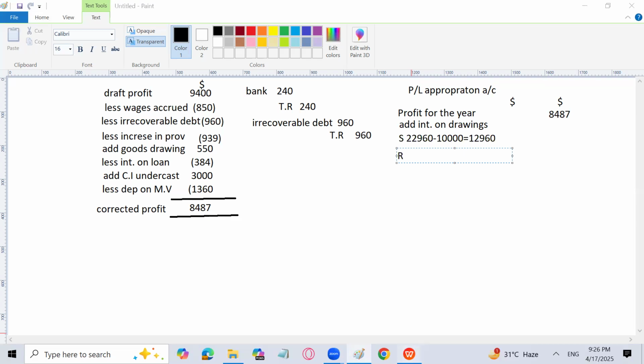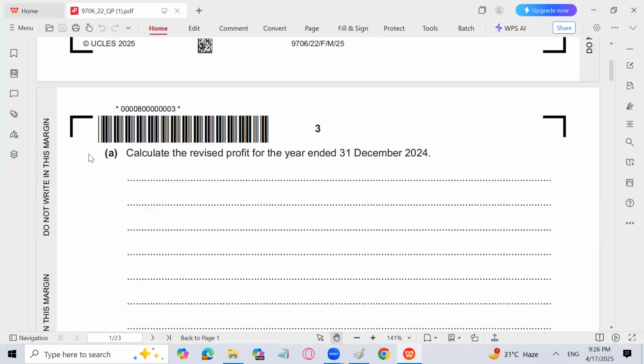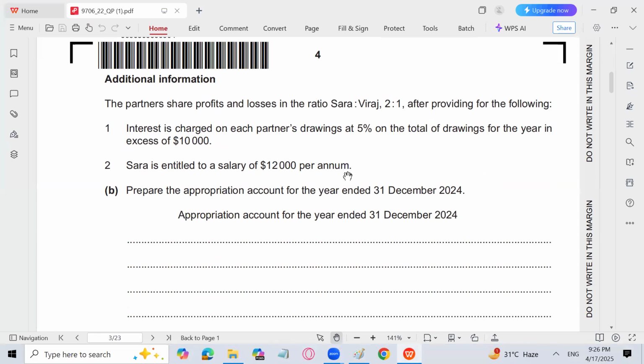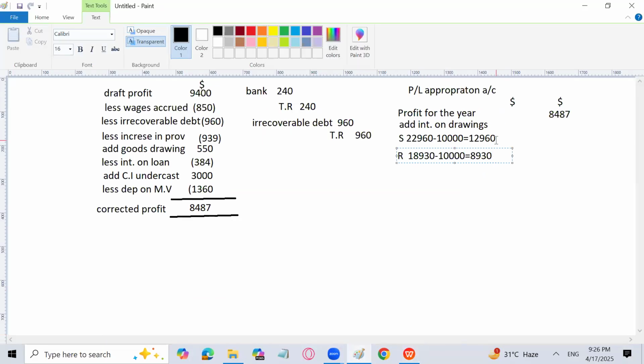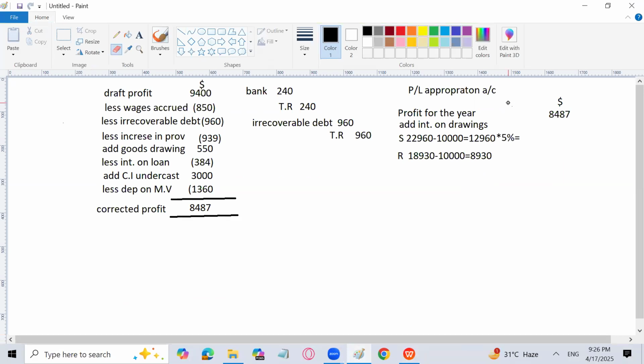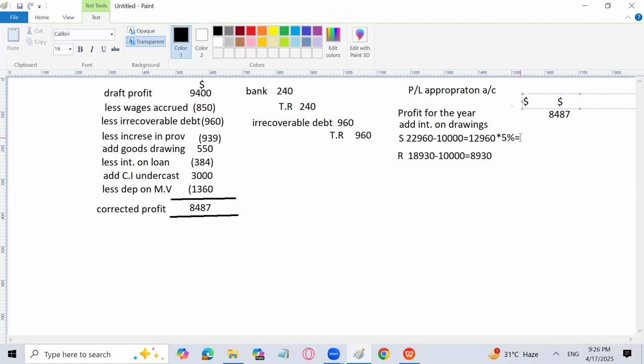For Rivaj, let's see. The drawings are 18930 minus 10,000. So it is going to be 8930. So let me see what is the amount of interest on drawing charged on these excess drawings, 5%. So please calculate 12960 into 5%. How much is the amount? 648. Then 8930 into 5%. 447.